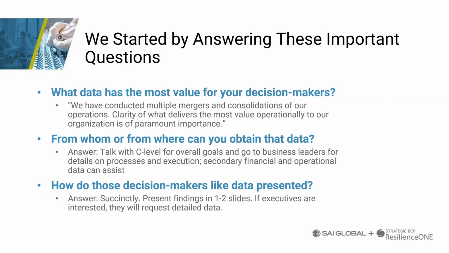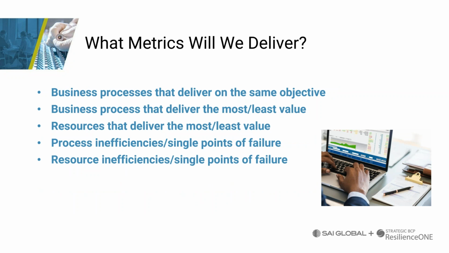What we did was we said, what metrics are we going to deliver? That was the next part of our process. So now that we answered those questions, we said, how are we going to answer those? The first way that we were going to answer those was going to be the business processes that deliver on the same objective. So they had all of these different business processes coming from all these different organizations, and they said, what are the similarities between each of these different business units? Because we might be doing the same thing, we just don't know yet. So deliver us a list of all the processes that deliver on the same objective.